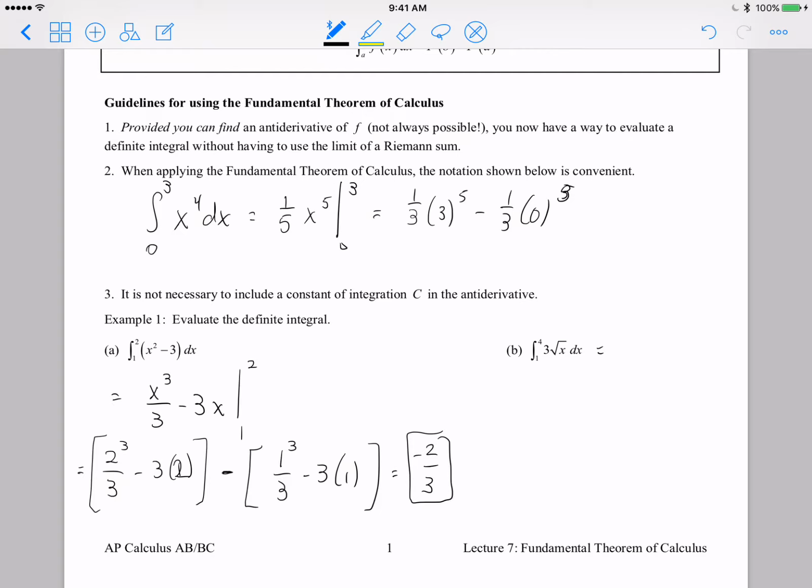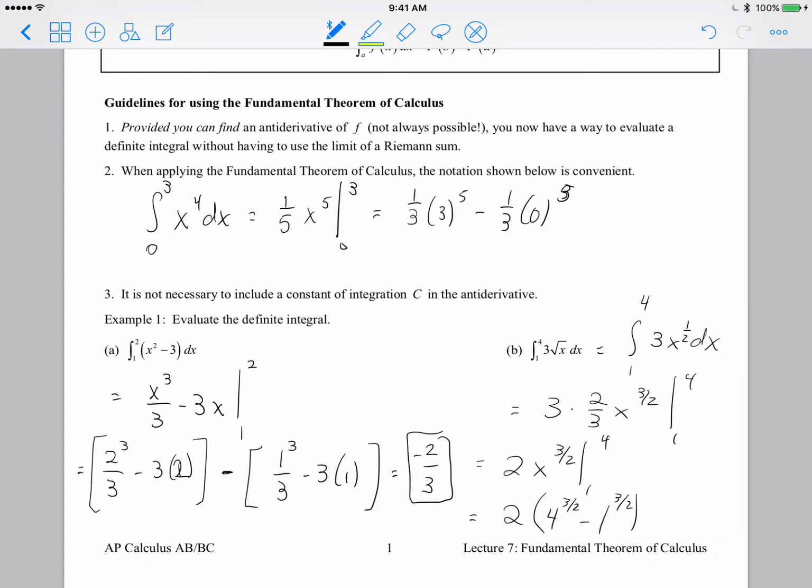Okay, well, in example B, in order to find the antiderivative, the first thing I need to probably do is rewrite this as 3x to the 1/2 dx. That way I know how to use the power rule. And so this is going to be 3 times 2/3 x to the 3/2 evaluated from 1 to 4. And if you want to clean up those constants before you plug in 4 and 1, I would recommend that. And so this would be 2x to the 3/2 evaluated from 1 to 4, which is going to equal 2 multiplied by 4 to the 3/2 minus 1 to the 3/2, which if you calculate it is going to be 14.